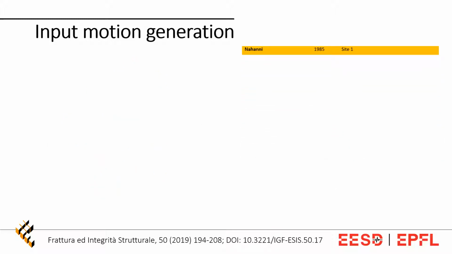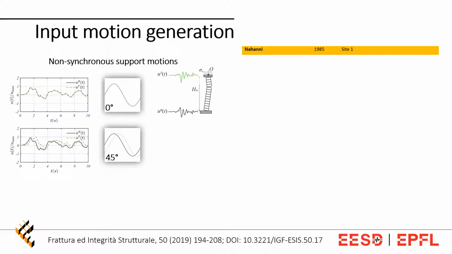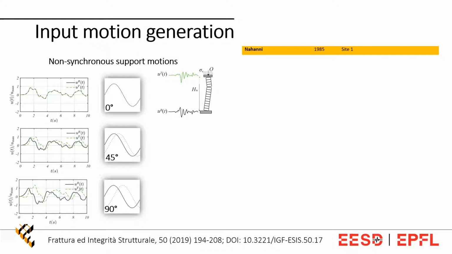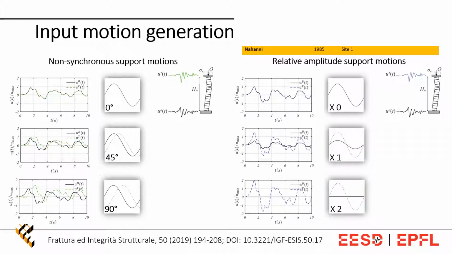Let's take, for instance, the Nahanni record. Non-synchronous support motions are generated by using the Hilbert transform. Three scenarios are created: the one in which both supports are in phase, plus two in which they are out of phase by 45 degrees and 90 degrees. Similarly, three other scenarios with support motions of relative amplitude are created by amplifying by 0, 1, and 2 times the difference between the top and the bottom supports.